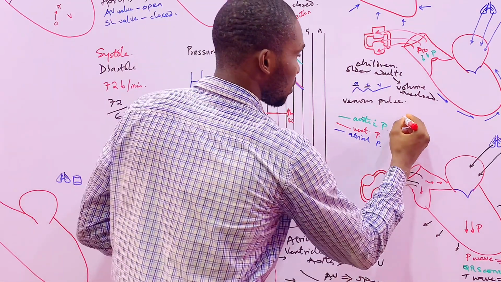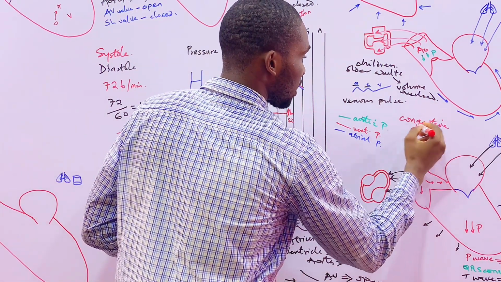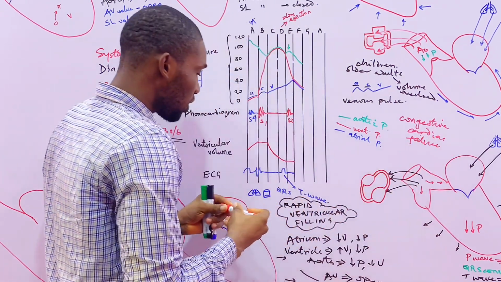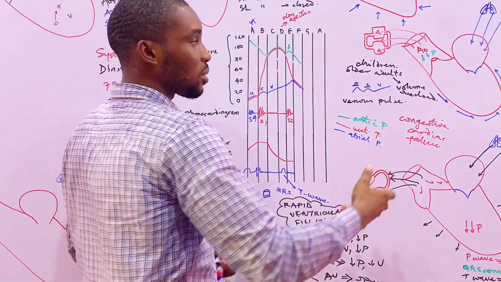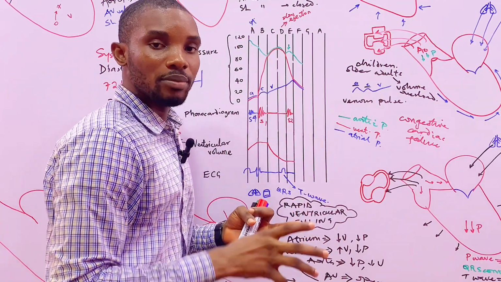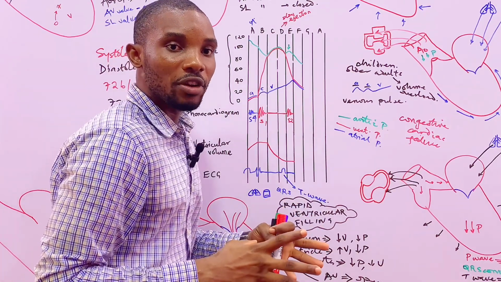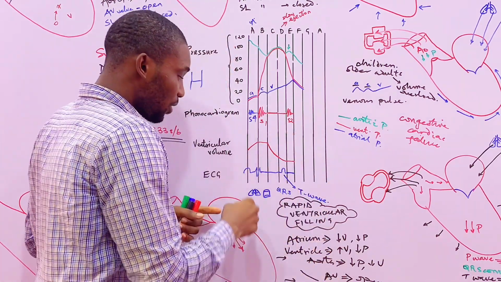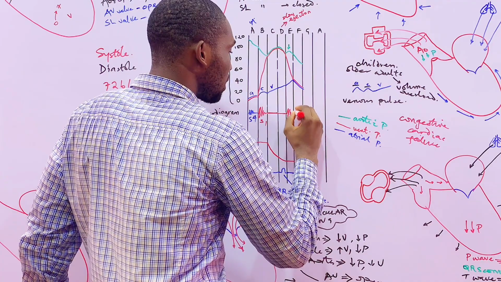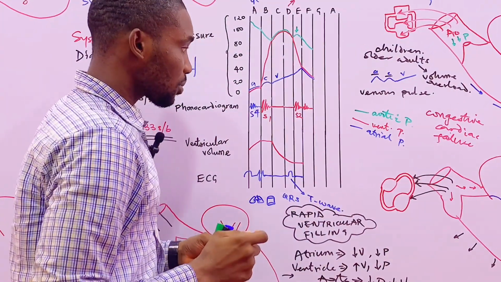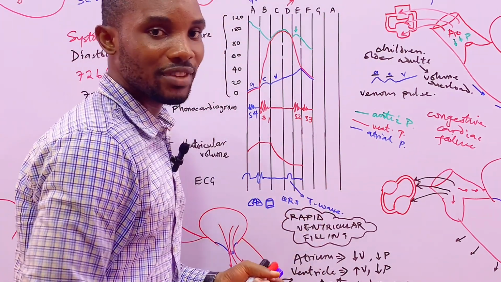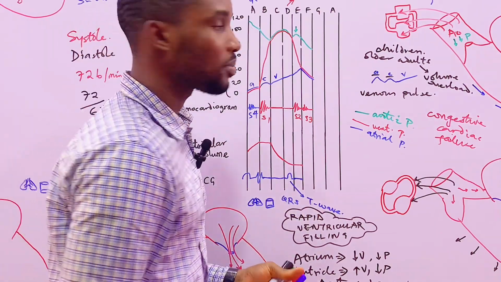CCF is congestive cardiac failure. So in these conditions, remember that there's venous congestion. And the volume of blood that would have been entering throughout those periods, the filling of blood from the veins into the atrium, would have been much. So the heart sound here is due to the load of blood, the extra volume of blood. This heart sound is called S3. It's seen in people with congestive cardiac failure, or children, where it's seen normally.